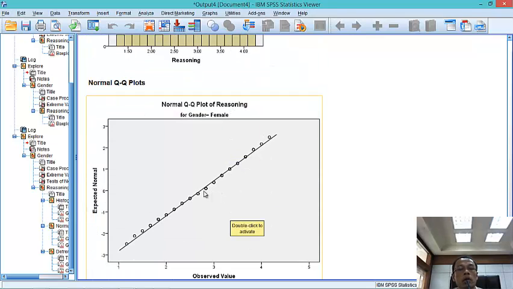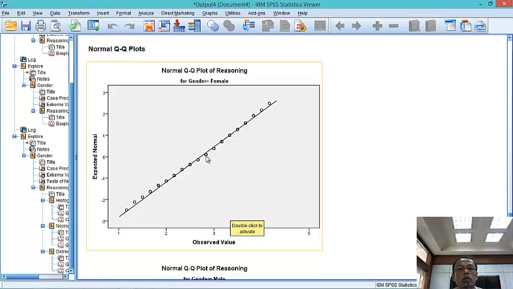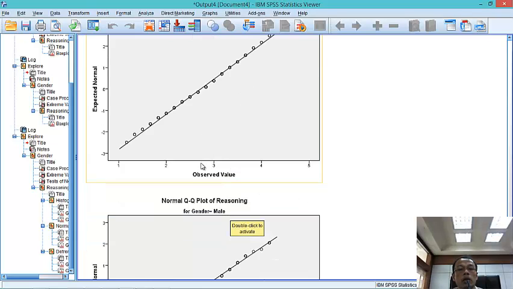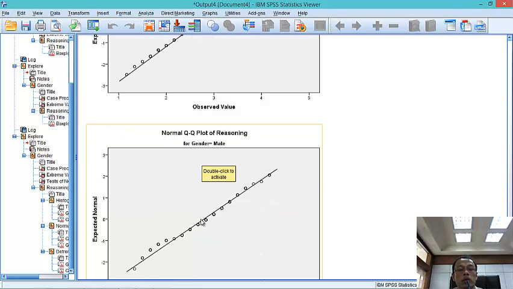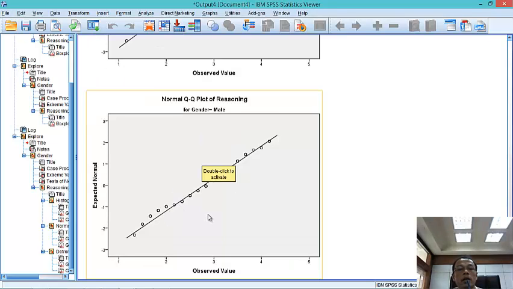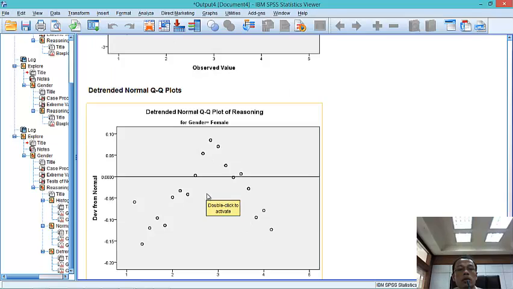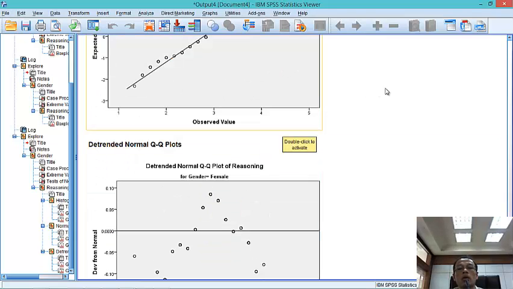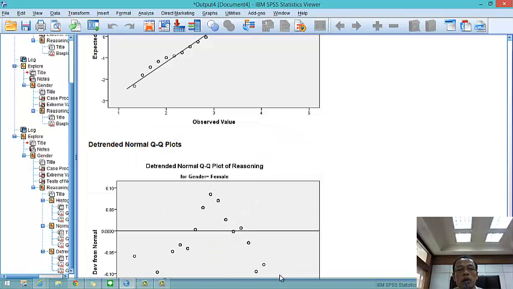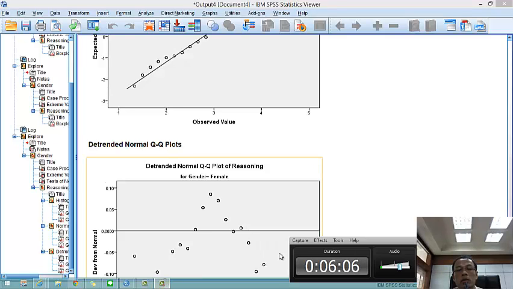We can see the normal Q-Q plot here. If the dots are nearly the same as the line, that means this is a normal distribution. So this is acceptable for normal distribution. Male is also acceptable because the dots are just along the line. That's all. This makes us believe that the data is normally distributed.